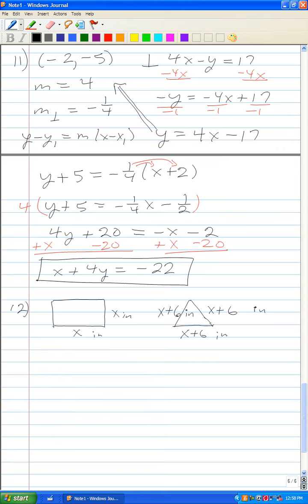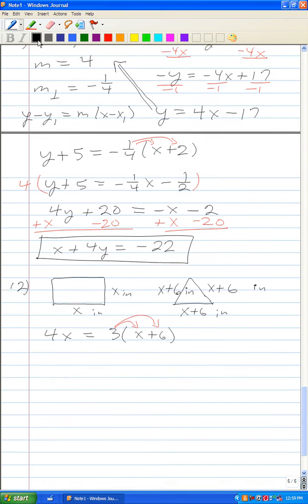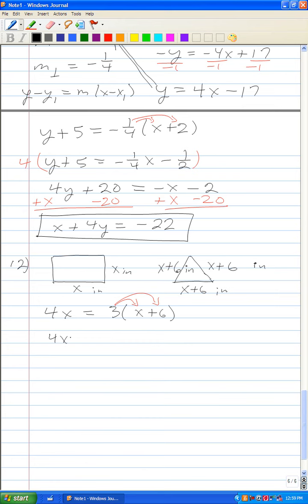Find the length of each frame. Well, the perimeters are equal, and therefore the perimeter of the square is the same as the perimeter of an equilateral triangle. Let me multiply the 3 inside the parentheses. And so I get 4x is equal to 3x plus 18.